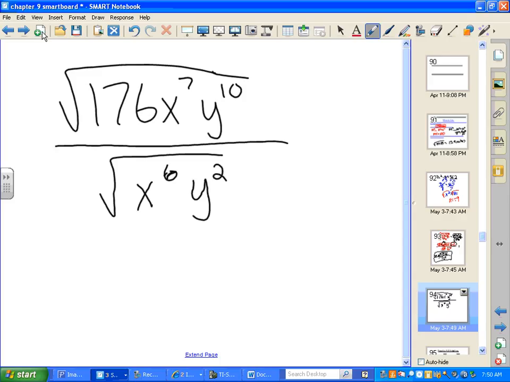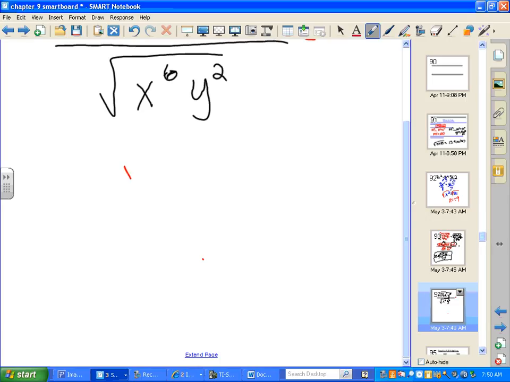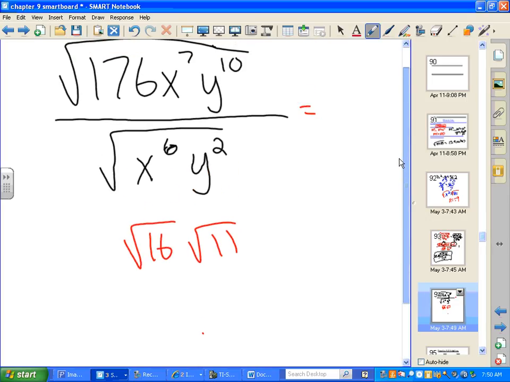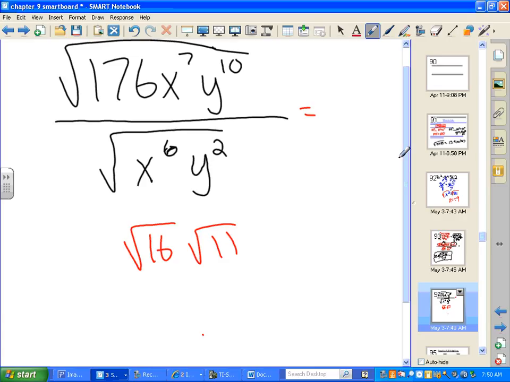Okay, we have 3 people that have an idea. Nathan M., do you think you have it, or is that a question? No? Jackie, what do you think? And? Good. So we can separate the numerator to be square root of 16, square root of 11. What else should we separate it to be? Neil?